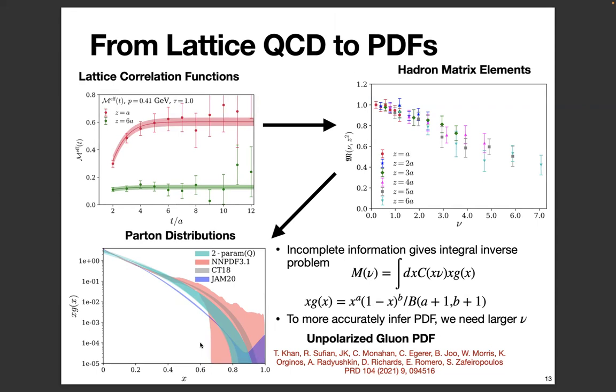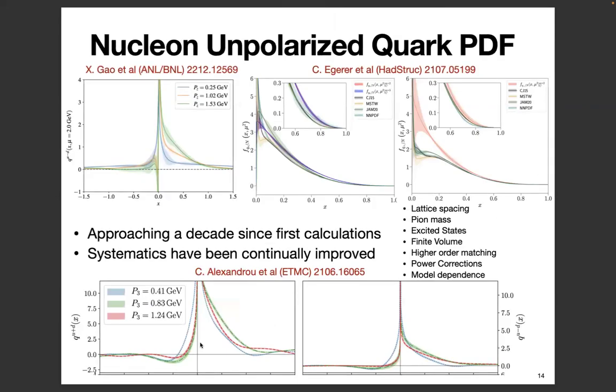This is a very heavy pion mass. This is one volume. And we're still getting right in the right ballpark here. So this was quite nice as a proof of concept. We can get these gluon distributions, which are particularly noisy for us. Now, in the quark sector, there's been a lot of work over the last few years.